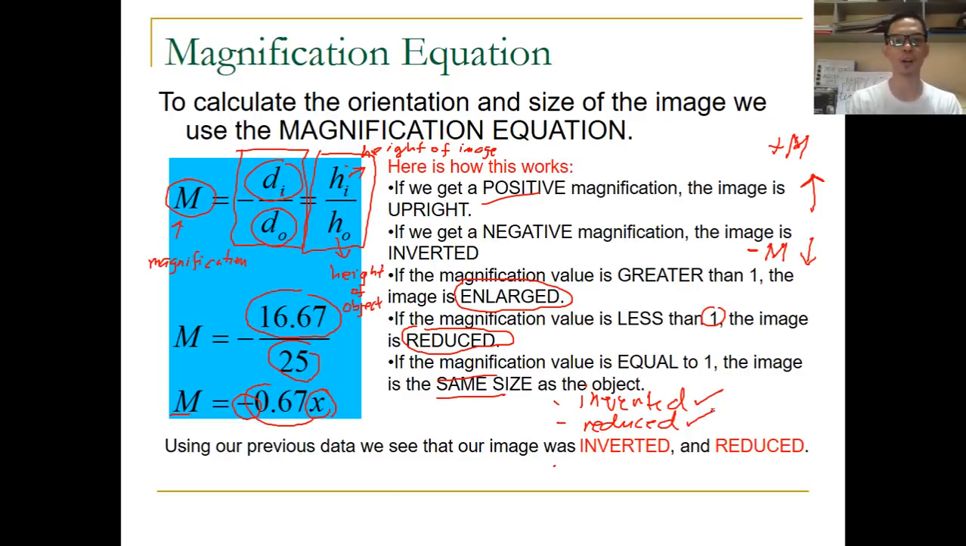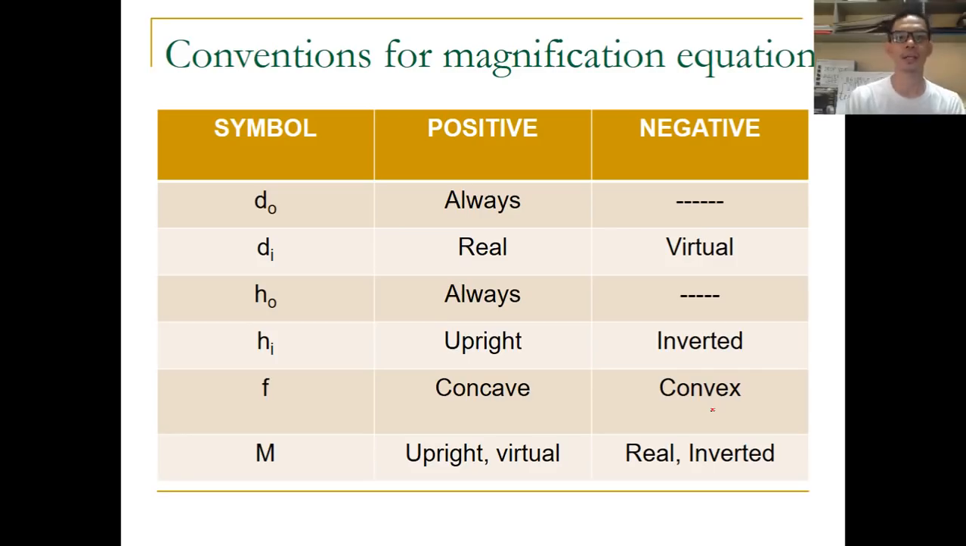All right, let's move on. These are the conventions so that you will not be lost in computing your magnification equation. Again, D sub O, the distance of the object, always has a positive sign. Next one, if the distance of the image is real, the value of that is positive.